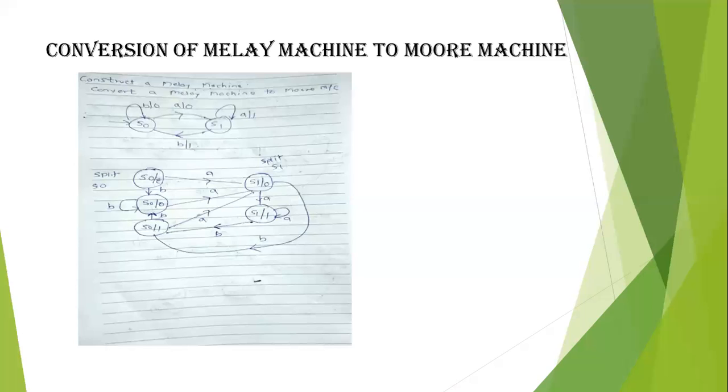Again, S1 has a self loop, so S1 is going to itself for the output A/1. So we are connecting S1/0 to S1/1 for the input A. In this way, we are connecting the splitting parts together. Now the second diagram is the conversion of the Mealy machine to the Moore machine. So in this way, we have done the conversion.